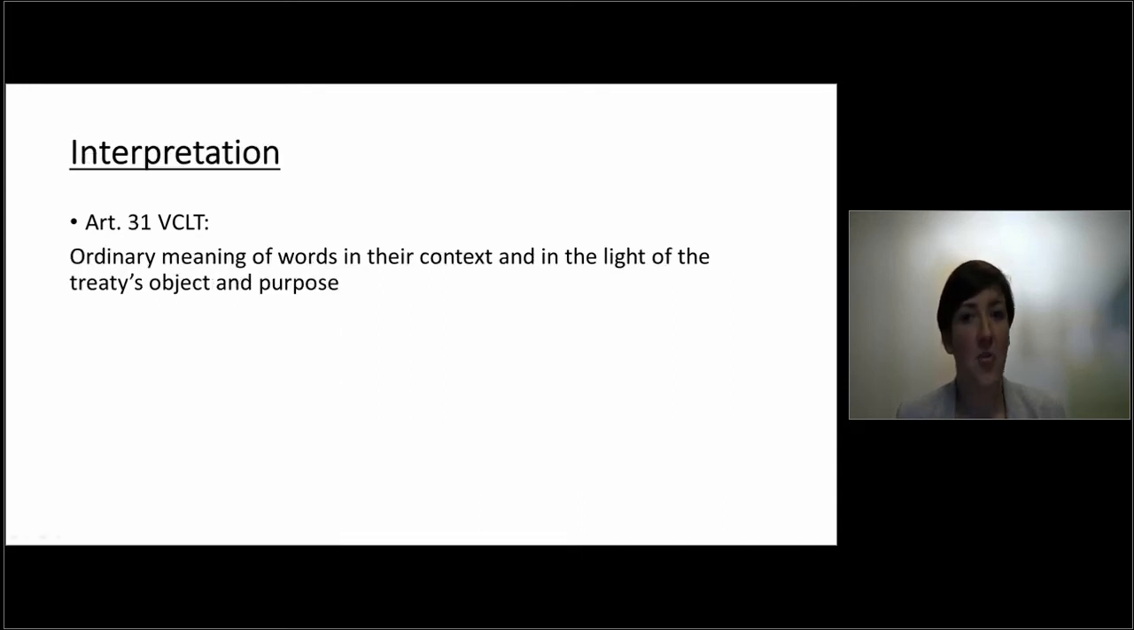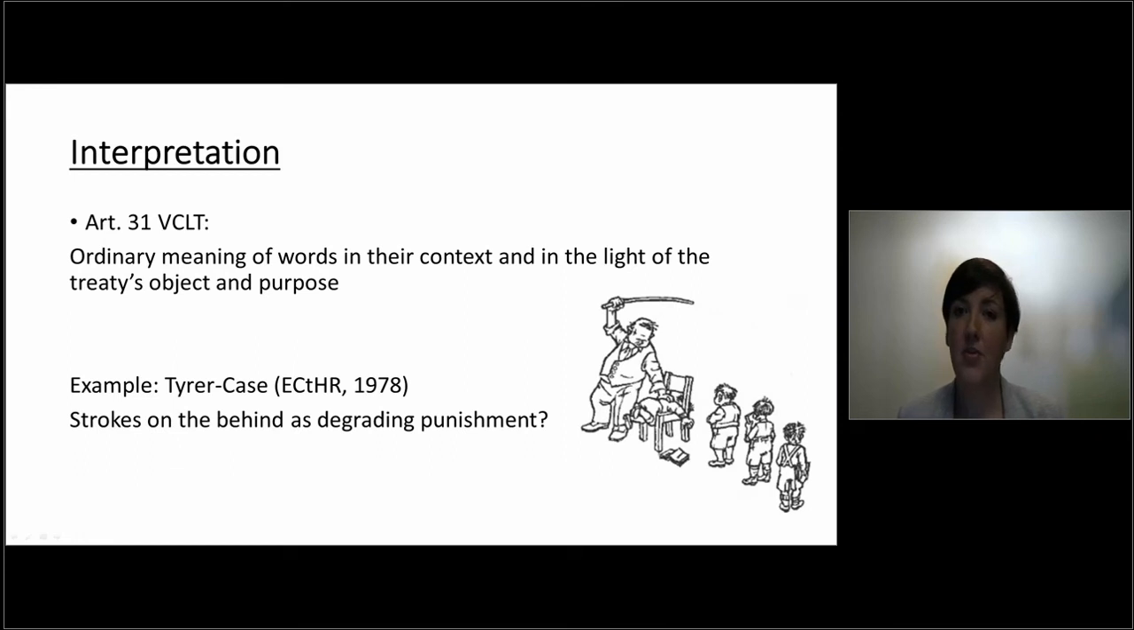Interpretation, also arranged in the VCLT. So Article 31 of the VCLT says that the ordinary meaning of the words of a certain provision must be read in their context and in the light of the treaty's object and purpose. For example, there was a case before the European Court of Human Rights, the Tyrer case. And this case was from 1978.